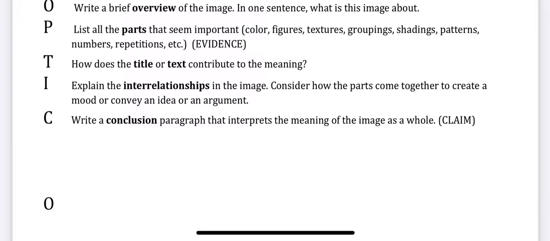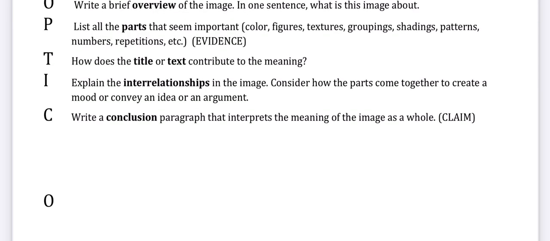So let's go to letter O, for example. Letter O says it is an overview. Overview is that it's in general. How can you, in one sentence, explain the picture in general? We did not go into details yet. So this is the O. P is when I look at all the parts. Colors, figures, textures, groupings, shadings, repetition of something, and so on.